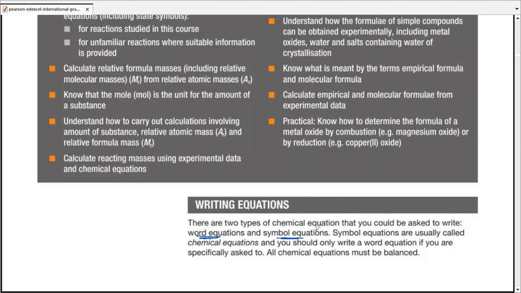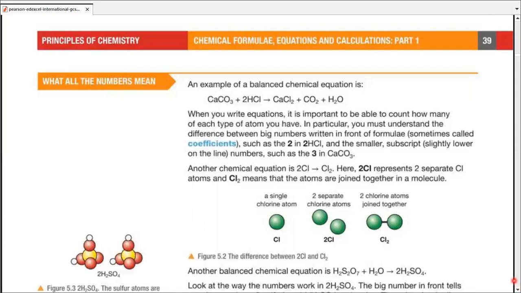And of course, the symbol equations are a little bit difficult because they are supposed to be balanced. Actually, all equations are supposed to be balanced, but the words are good enough to balance equations. The symbol equations become a little difficult. For example, take a look at this equation. This is a balanced chemical equation.